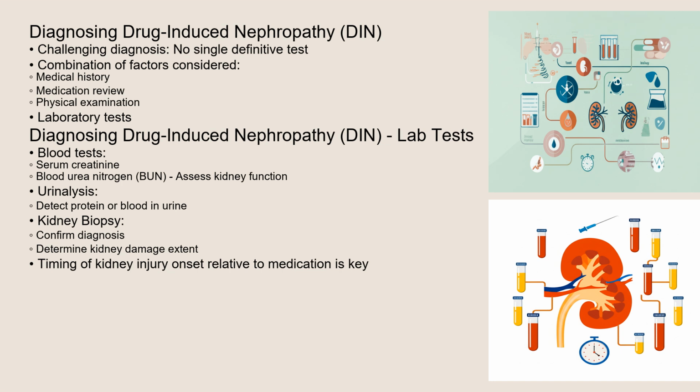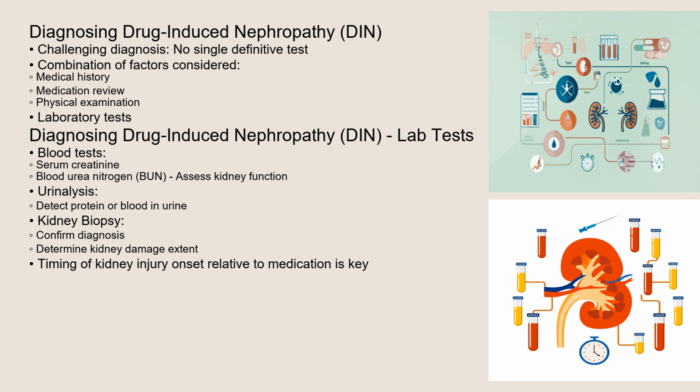How do doctors diagnose drug-induced nephropathy? Diagnosing DIN can be challenging, as there is no single definitive test. The diagnosis is typically based on a combination of factors, including a detailed medical history, a review of medications, physical examination, and laboratory tests. Blood tests such as serum creatinine and blood urea nitrogen are used to assess kidney function. Urinalysis can detect abnormalities like protein or blood in the urine. In some cases, a kidney biopsy may be necessary to confirm the diagnosis and determine the extent of kidney damage.